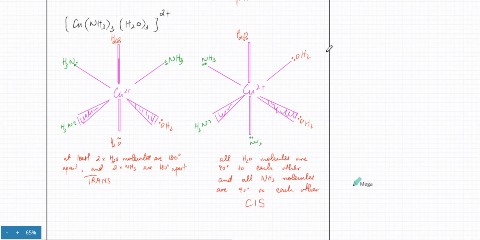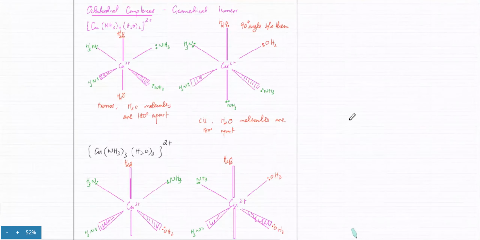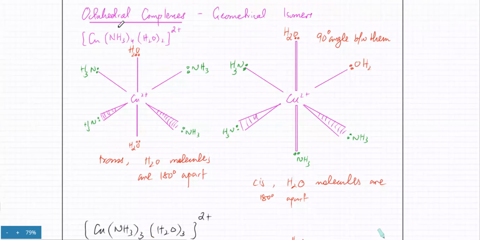One of them is a trans version if they are 180 degrees apart, and the other is going to be your cis version. So you're going to have isomers. What I'm basically talking about is an octahedral complex which has four ligands of one type and two ligands of another type. That's when isomers would be formed. If it was 5 and 1, then no isomerism would be possible.